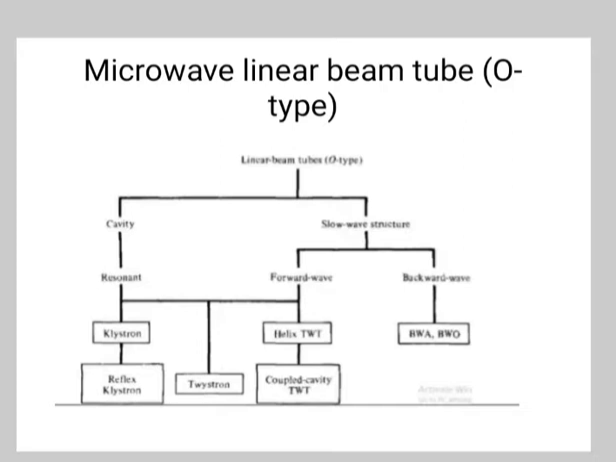So linear beam tubes are O type tubes. Its classification is given here: cavity and slow wave structure. In the cavity type we have the resonant klystron and reflex klystron, and the slow wave type consists of forward wave and backward wave. In forward wave it is the helix TWT, and in backward wave it is the BWO or PWO.